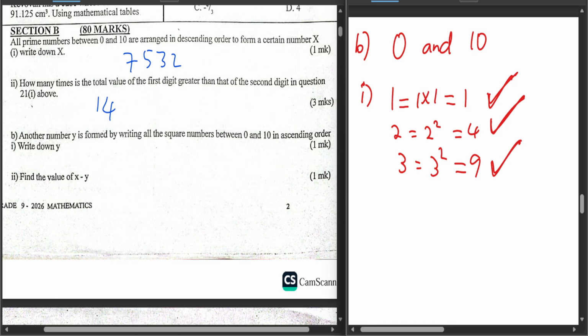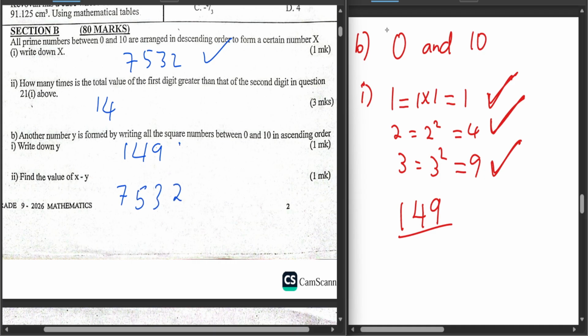And they're telling you to write it in ascending order, that is from the smallest to the largest. So the smallest being 1, then 4, then 9. So the y value is 149. Now find the value of x minus y. You take the value of x, which is 7532, minus the y value, because this is the y and this is the x, so x minus y. So you take minus 149.